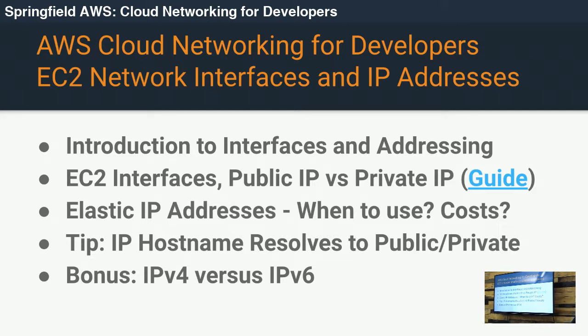Let's move on to EC2 network interfaces and IP addresses. I'm assuming everybody knows what an IP address is. Any of your resources are going to be tied to some sort of IP address. There are public IP addresses and private IP addresses. A lot of people will be surprised to find that when they're working with EC2 instances, all of them are assigned a private IP address. It's only when you introduce the internet gateway that it's mapped to a public address.